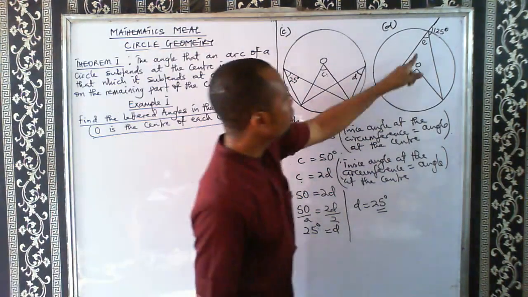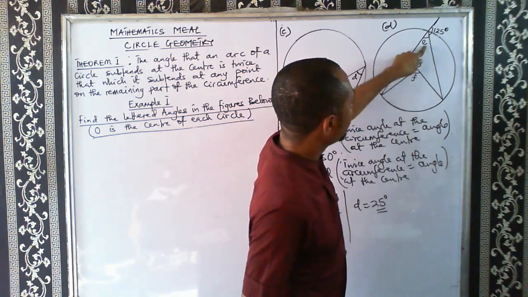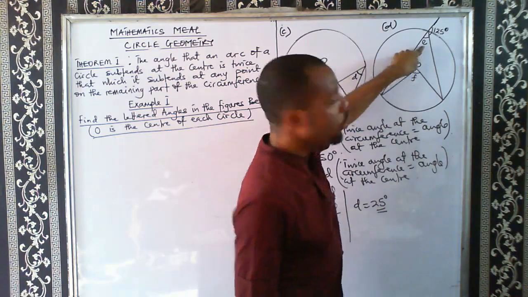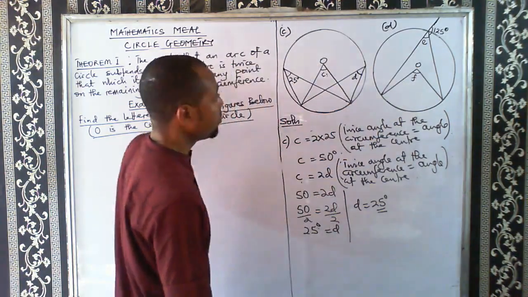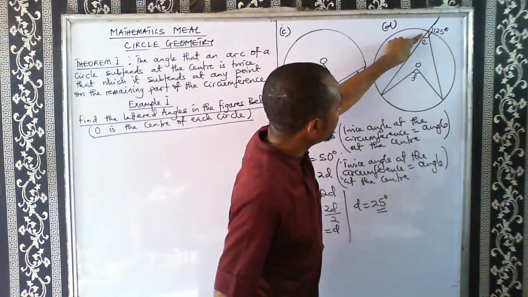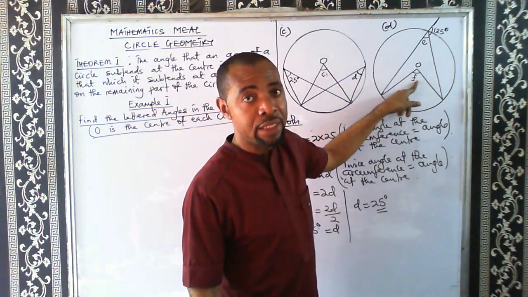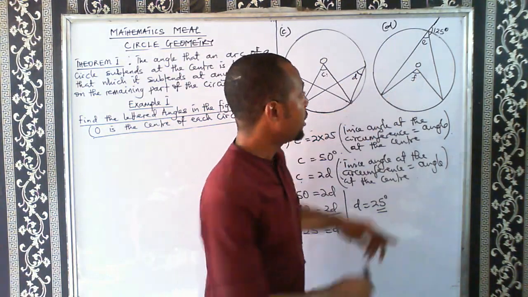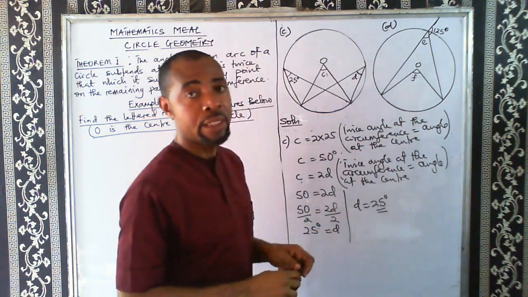Okay, we look at this question. A very beautiful question. Now we are looking for E and F. If we know E, we can easily find F. Why? Applying this theorem: twice angle at the circumference is equal to angle at the center if they are subtended by the same arc. And truly, E and F are subtended by the same arc.